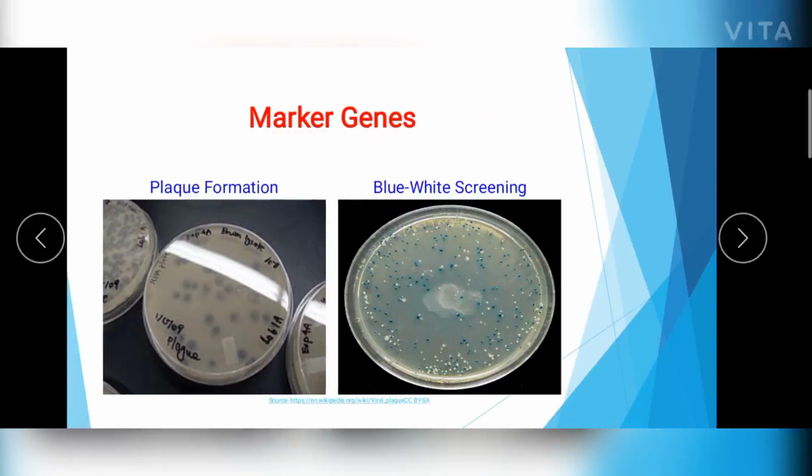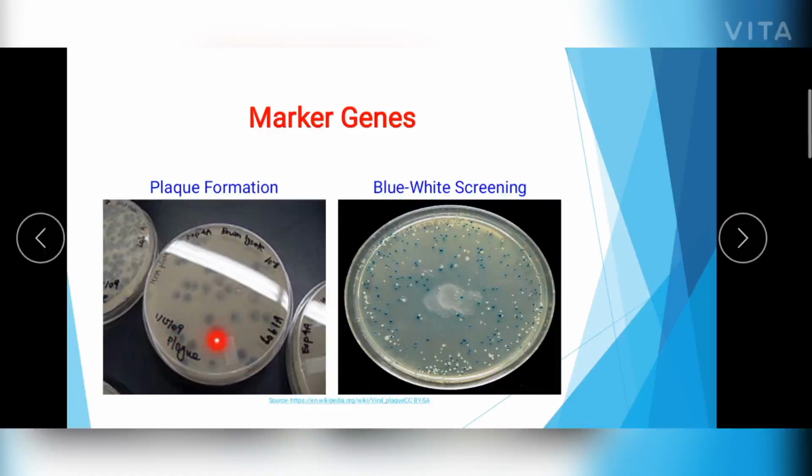So in this manner you can create replacement vectors, and you can clone large size DNA inserts in these replacement vectors. The methods used for screening recombinant lambda vectors are plaque formation and blue-white screening. And you know that the genome size limit restricts the packaging and viability of the virus particle. If a genome of correct size gets packed into the capsid, then only the virus is viable, it multiplies and it shows plaque formation.